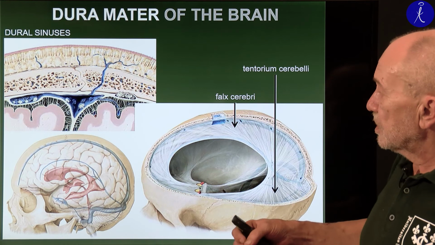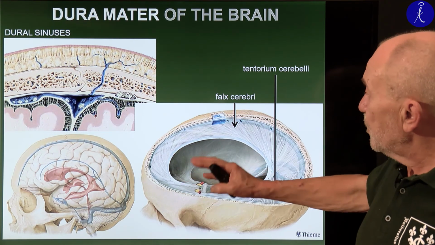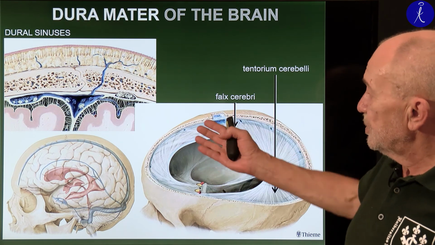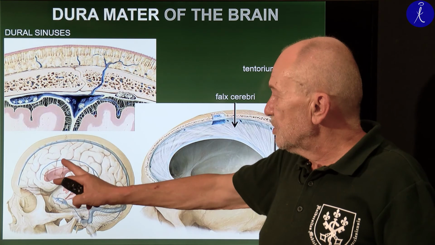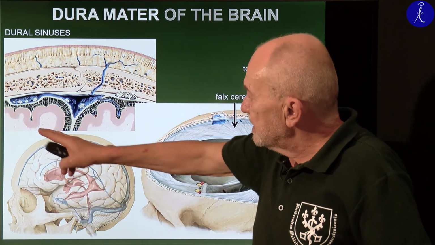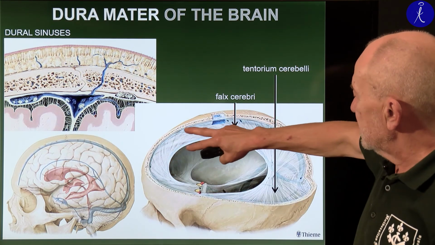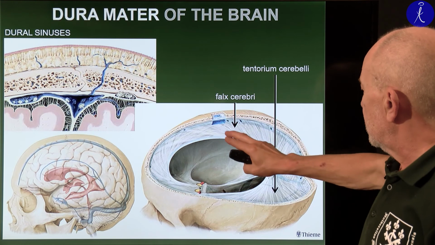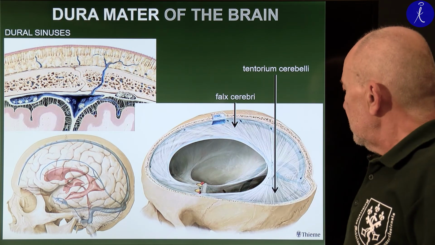Another important characteristic of the dura of the brain is that in some places, it produces double layers. Here, for example, you can see a midline structure, a mid-sagittal double layer of dura mater extending in between the two hemispheres, and this one resembles a sickle, and therefore the name is falx cerebri.